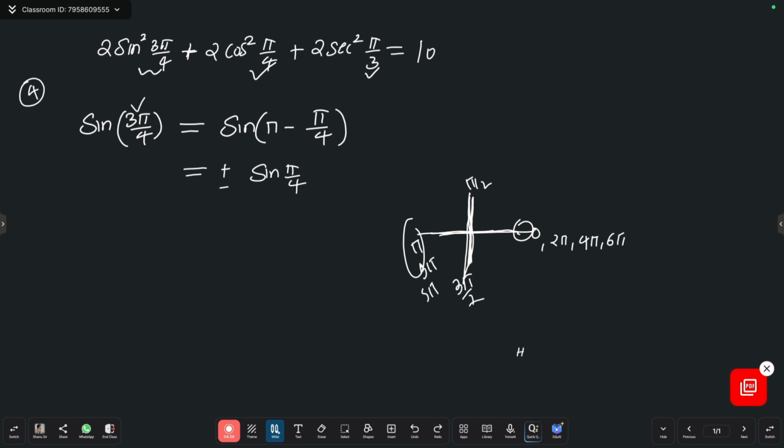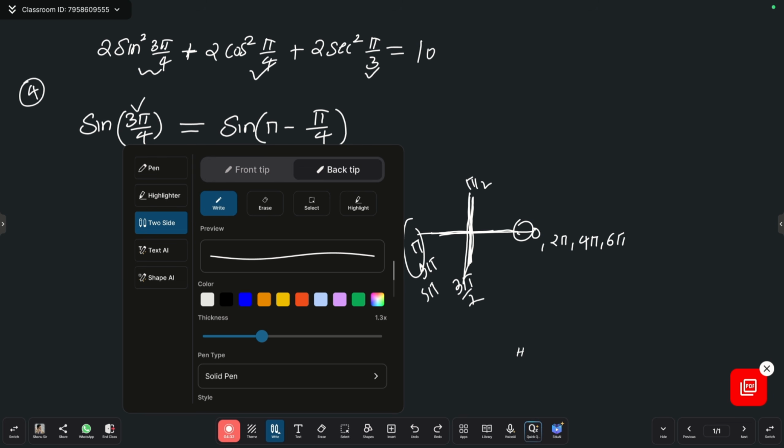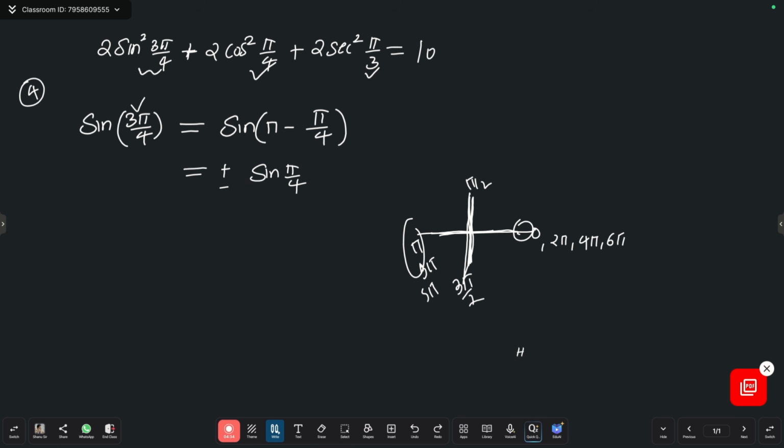But plus or minus? Can you tell me? Plus or minus? Why plus? Because pi means exactly you are here. Now minus means clockwise, plus means anti-clockwise. So you are moving here, then you will go clockwise. Clockwise means this direction, so you will automatically be in the second quadrant. And in the second quadrant, the sign is positive. That's why the answer will be positive sine pi by 4, which is 1 by root 2.